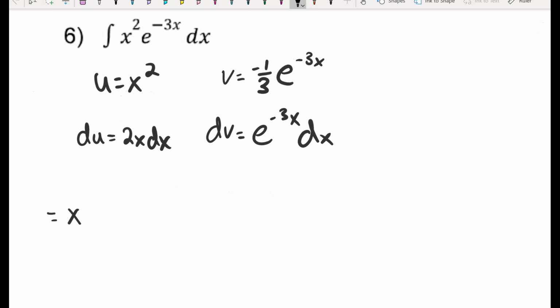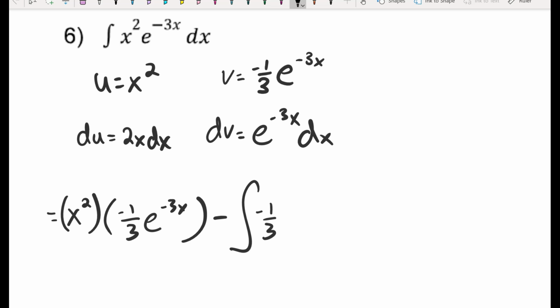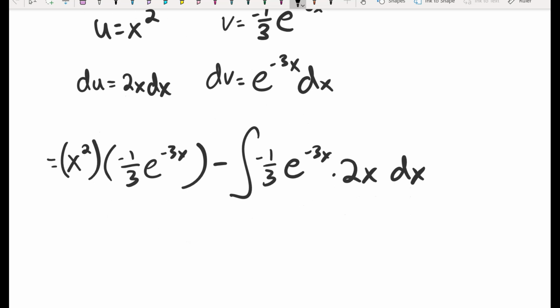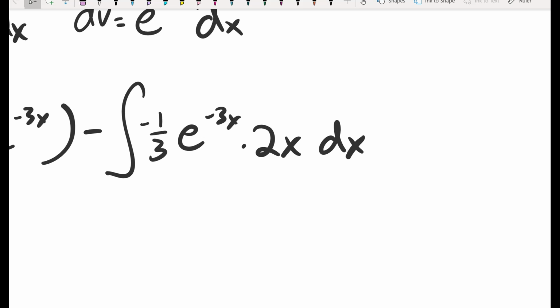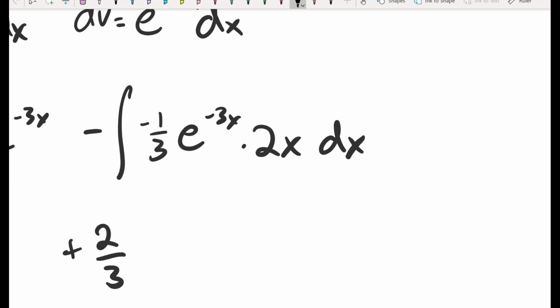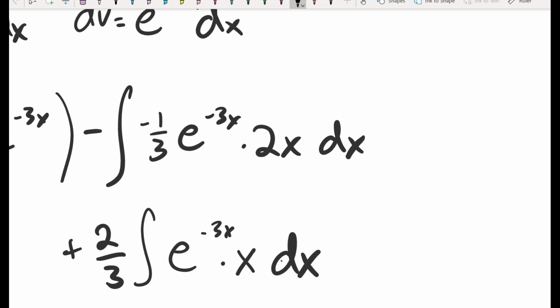So u times v minus the integral of v du. Alright, so this part I know I'm just going to keep bringing down, so I'm not even going to look at them for now. I'm going to ask myself, how can I deal with this integral that I have left over here? Well, notice you've got two constants. I've got a negative 1/3, and I've got a positive 2. I could multiply those to pull them out in front to just make it positive 2/3, right, because there's already a negative there, times the integral of e to the negative 3x times x dx.